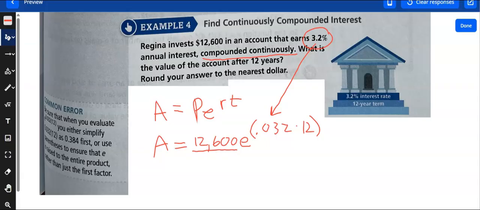Use your calculator right now. If you are using Desmos Scientific, you literally need to type the letter E on the keyboard. It automatically knows that that is the same number. Go. We need to find this value.